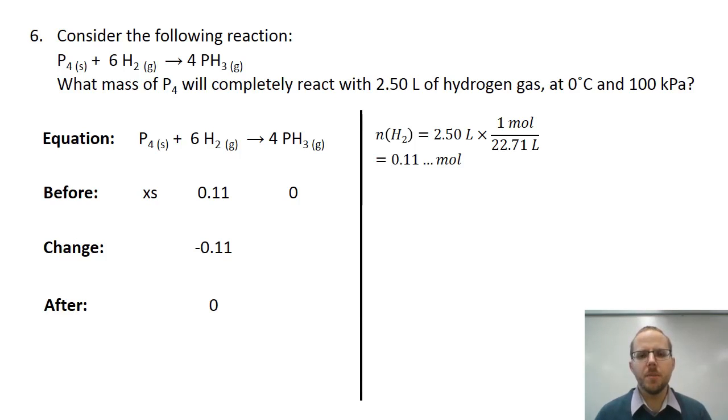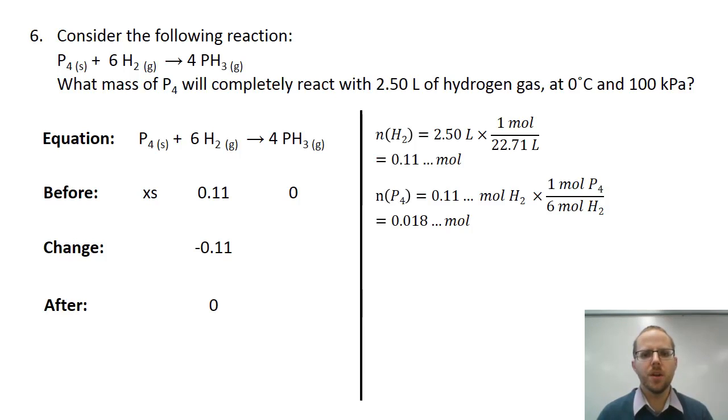So now we have to use the mole ratio in our equation to identify how many moles of P4 will be involved. So we can look at the moles of hydrogen that we've got and our 1 to 6 mole ratio, using our factor of 1 to 6 that we've written over here, to work out that our moles of P4 is 0.018. Again, with more decimal places that we're not writing. So we can drop that in there.